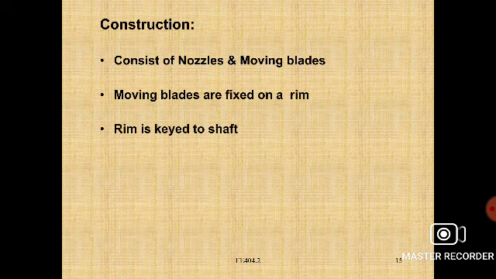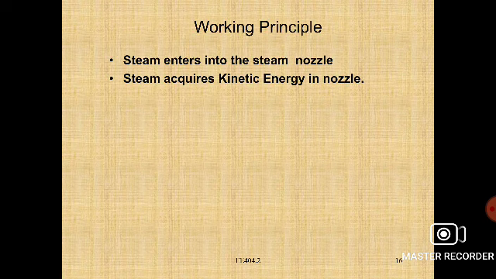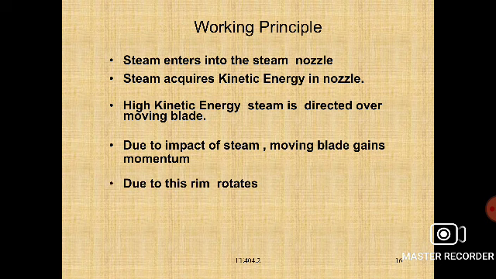Now the construction. It consists of nozzles and moving blades. Moving blades are fixed on the rim, and we already know the rim is keyed to the shaft. Always the rim is keyed to the shaft. Fixed blades are concentrically arranged within the circular turbine casing, such that a row of fixed blades comes between a pair of moving blades. Next, the working principle.